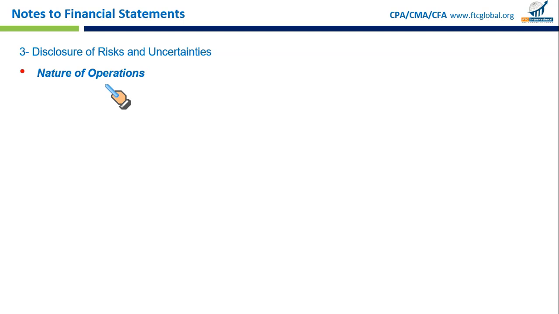This kind of disclosure helps investors and other readers to understand what the company does, where it operates, and which parts of the business are most important to its financial health. So it also gives insight into potential risks or uncertainties related to different aspects of the company's operations.